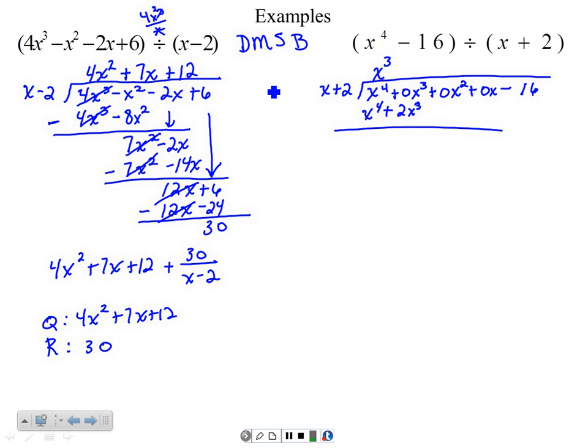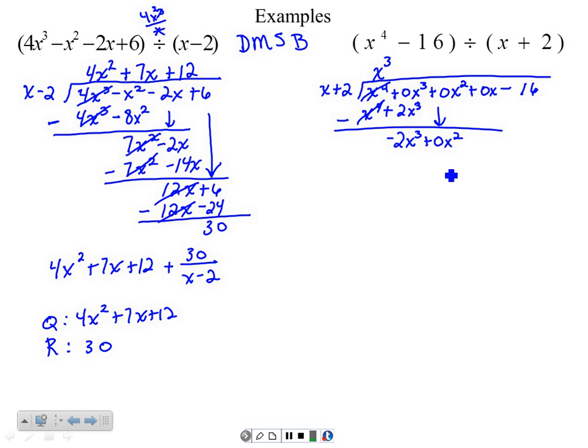And then we're going to subtract. So the x to the fourth minus x to the fourth will go away. 0 minus 2x to the third is going to be a negative 2x to the third. And then we're going to bring down. Alright, so we'll start all over.